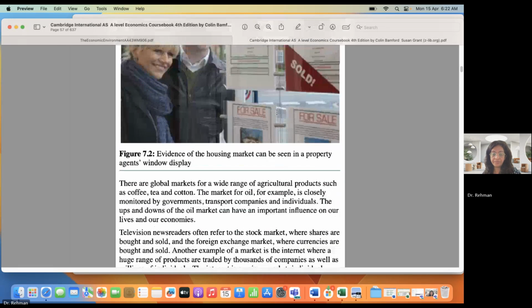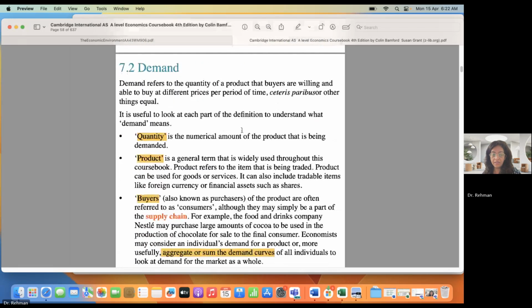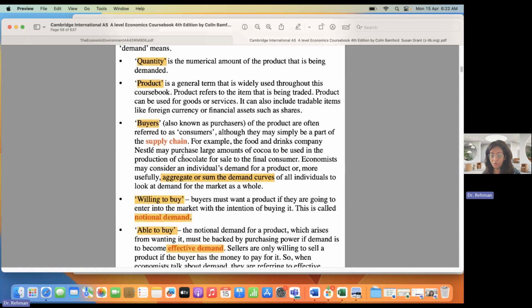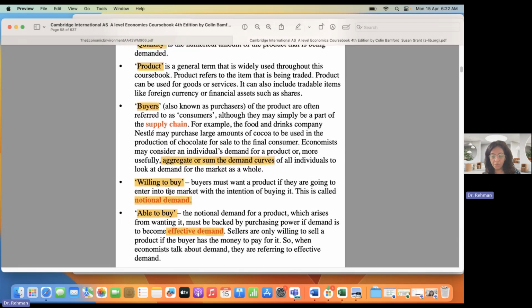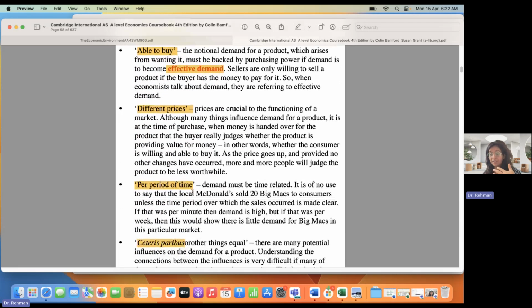Now, here are some of the terms, please go through them. What do you mean by quantity? What is the product? Who are the buyers? Now, do not go much into detail. See, understand, we are studying business. We are not getting into economics much. Notional demand, you can totally go through it, read it. But at the end of the day, we have to focus on more important concepts.